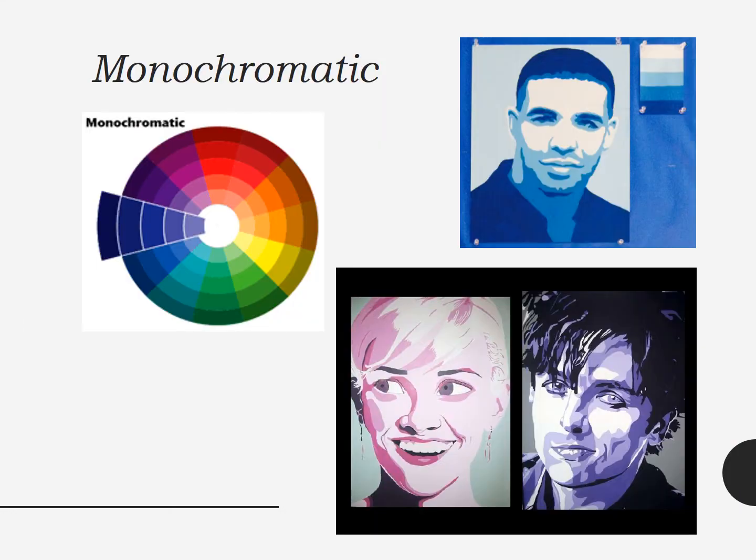Monochromatic. So monochromatic is just when a piece of artwork is using only one color, but it's using all different tints and shades of that color. So here are some examples of some portraits here of some famous celebrities where they're only using one color, but they're using different tints and shades of that color, of the purple, of the pinks, to indicate those different changes in the form of the face.